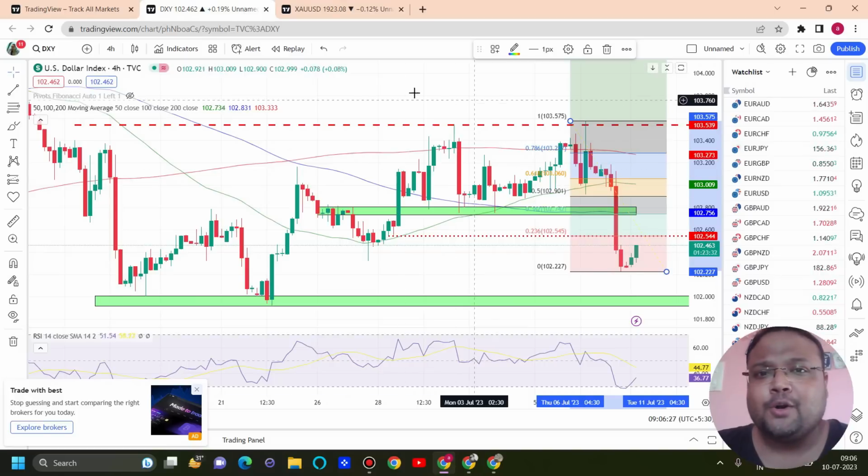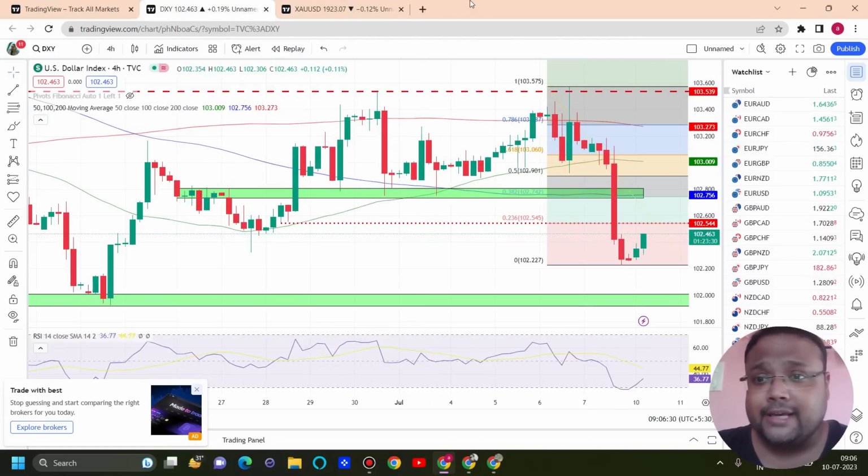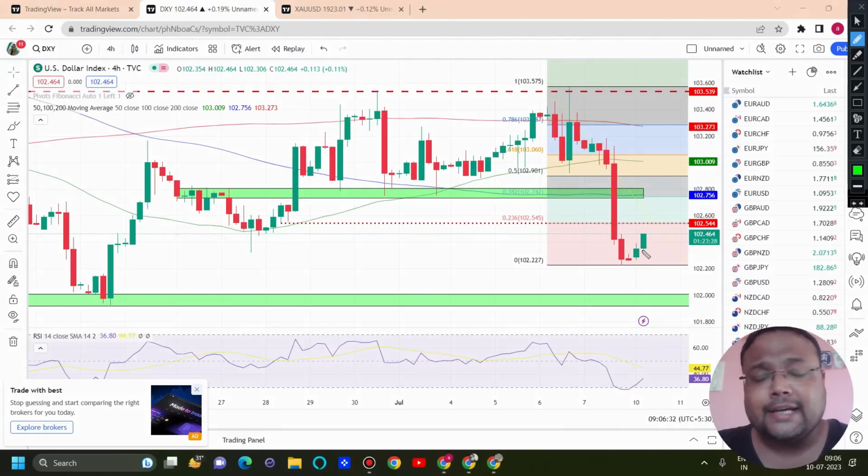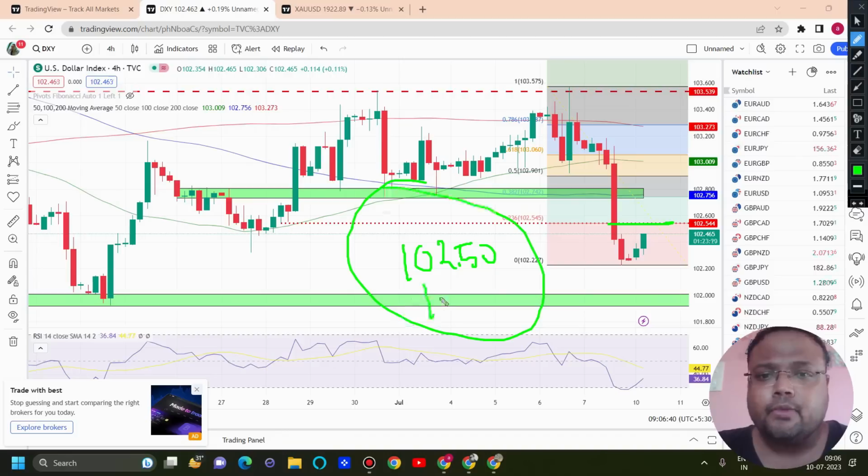So what are the levels for DXY today? As we can see, the DXY is going for recovery right now. The first level will be 102.5 to 102.55. This is the first resistance for DXY because of FIBO. Here we have drawn FIBO to derive this level of 102.50 to 102.55. If DXY reverses, then we will get the confirmation that our FIBO is working.